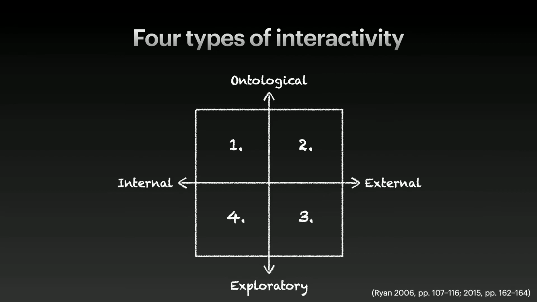The fourth quadrant is internal exploratory interactivity. Here, the interactor has an avatar but cannot affect anything, but just observe. Examples of such virtual worlds are walking simulators or exploratory environments.